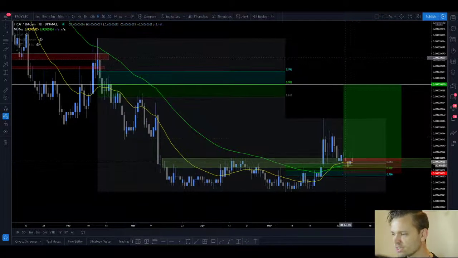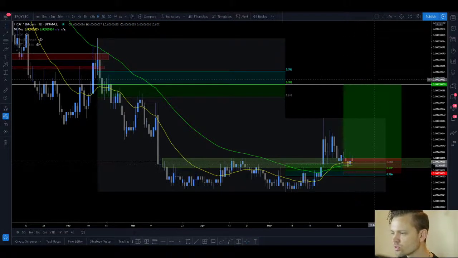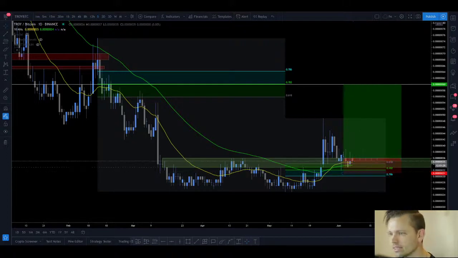Speaking of time efficiency, I forgot what I was saying. Troy BTC, very simple setup here. We are inside the long RLC. You long the long RLC, you short the short RLC. Buy down here, sell up here. This is a trade I'm in. Hopefully it's a trade that's going to go well. Let's see what happens.